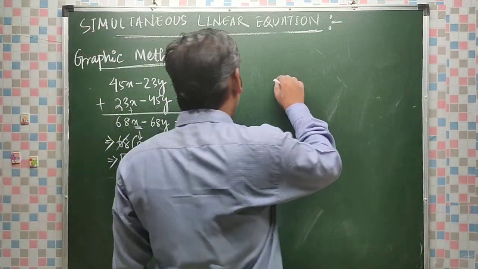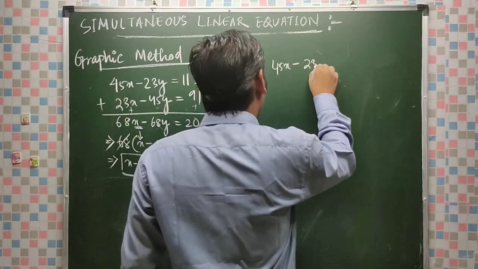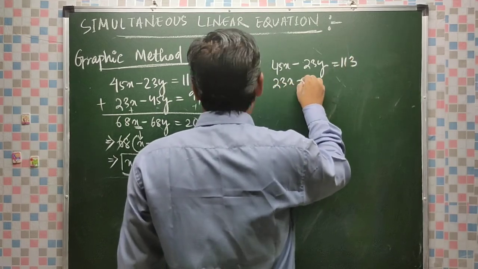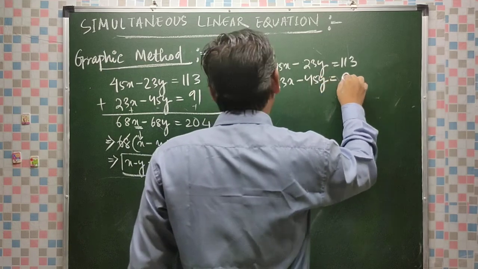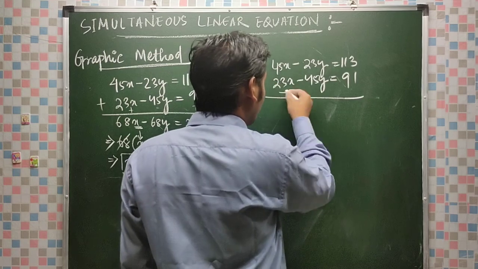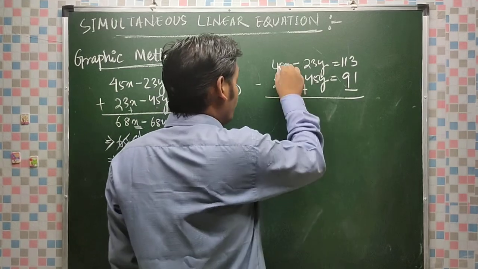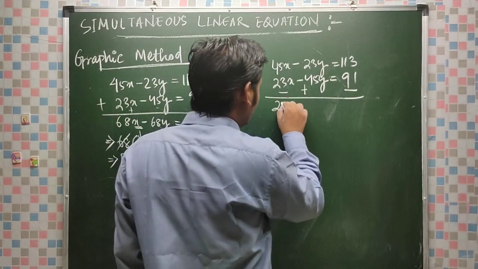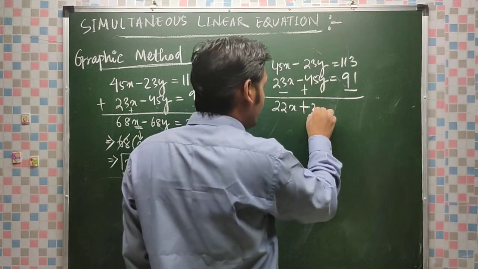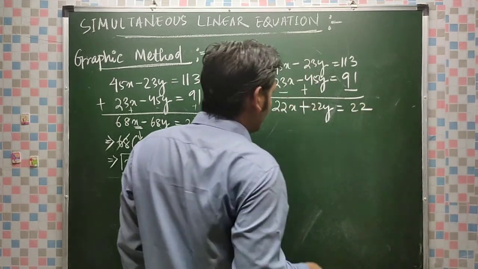Okay. So next, again these two equations we have to write. 45x minus 23y is equals 113. Thereafter 23x minus 45y is equals 91. Now what you have to do? Minus, minus means sign will change. This one plus turns to minus, minus turns to plus, and this one minus. So 45 minus 23 is what? 22x, and minus 23 plus 45, that is plus 22y, and 113 minus 91, that is 22 only.